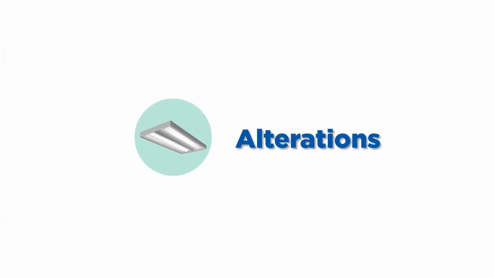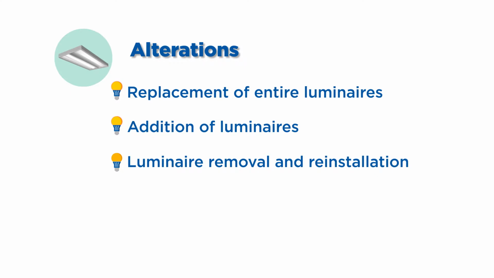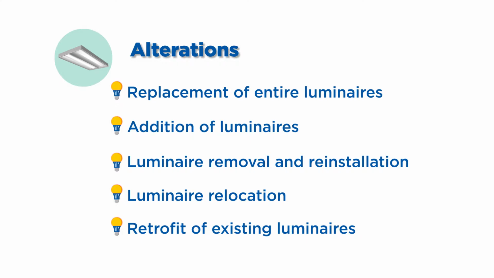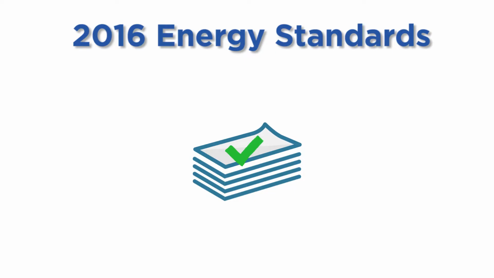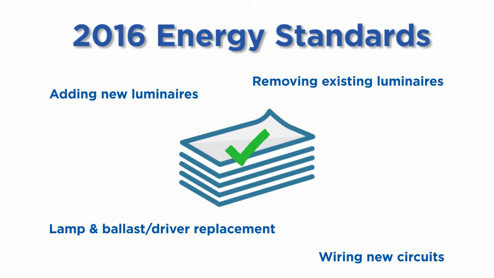Lighting alterations involve replacing any lighting component, system, or equipment regulated by the Energy Standards. This could include replacement of entire luminaires, the addition of luminaires, luminaire removal and reinstallation, luminaire relocation, retrofit of existing luminaires, and lighting wiring alterations, such as connecting luminaires to new switches, relays, or branch circuits. The 2016 Energy Standards for lighting alterations have been simplified and reorganized. Nearly all types of lighting alteration projects are regulated under the Energy Standards.